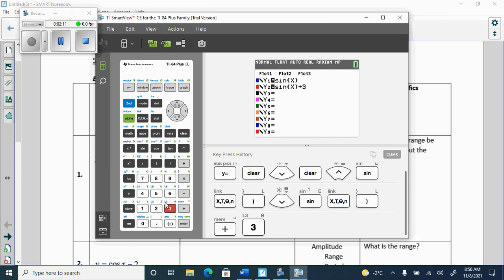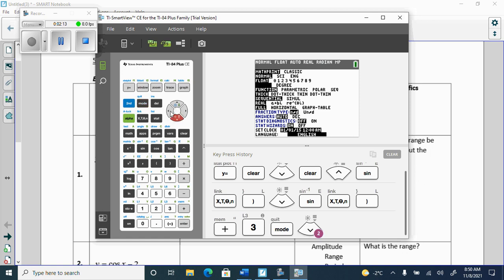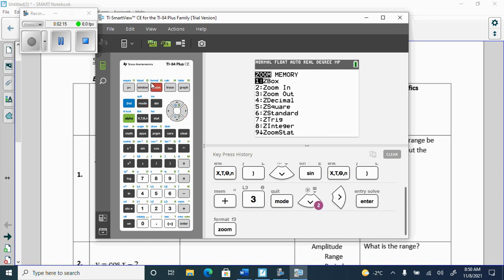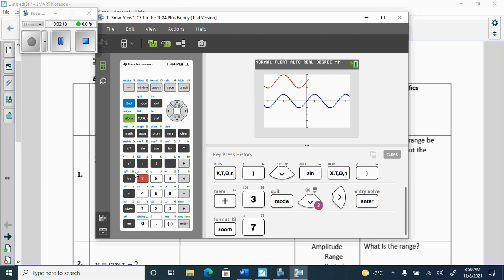So what ends up happening, I'm going to go to degree mode. Zoom, trig. Okay. So what did it do to it? It moved it, vertically displaced it 3 up. Now, what has changed? The x-intercepts. The y-intercept. Did the range change? Yeah, because it was from -1 to 1. It's now from 2 to 4.